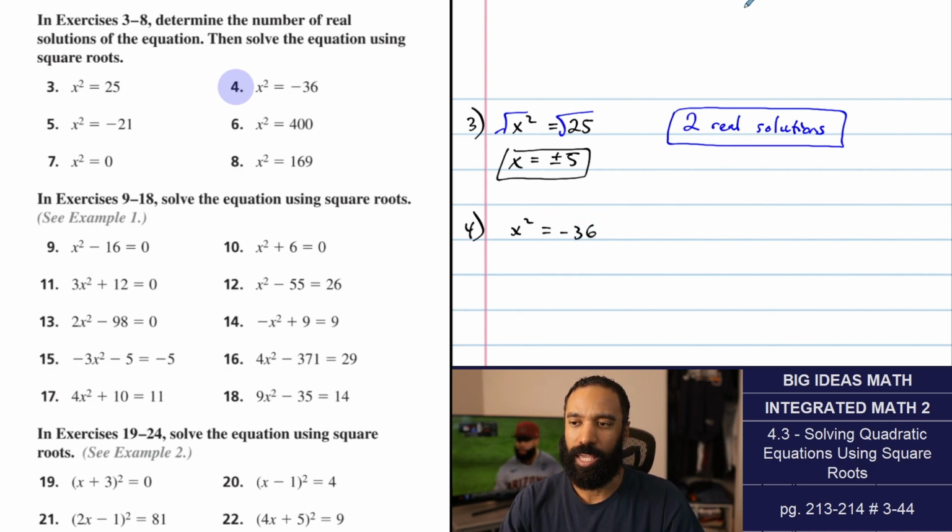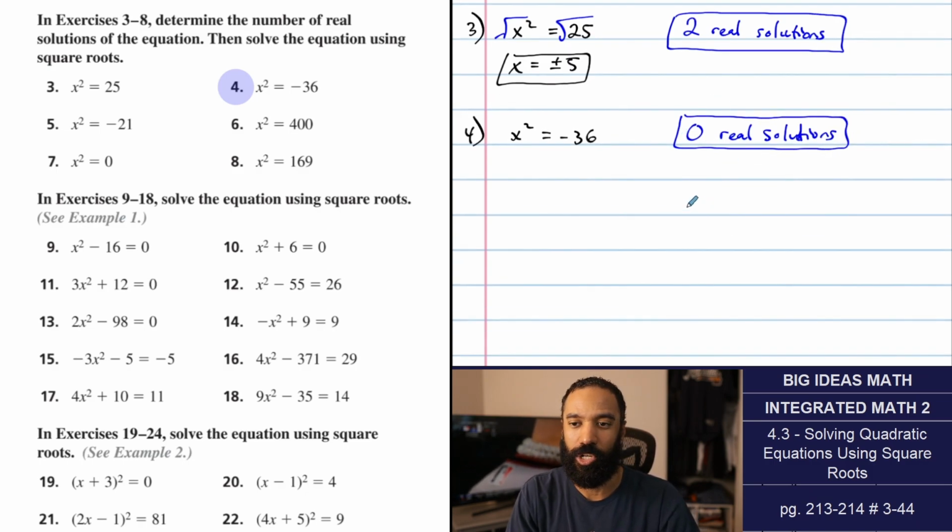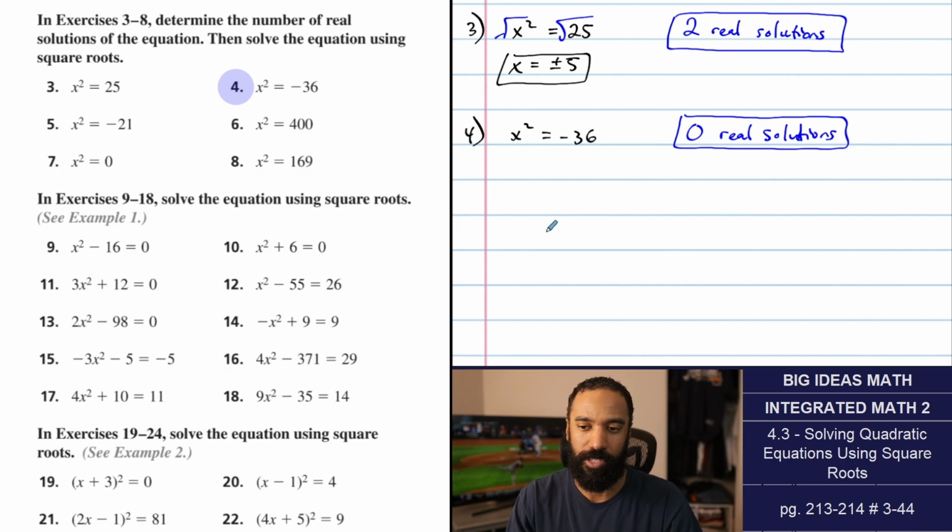X squared being, once again, isolated, but 36 being negative, we are going to have no real solutions, which means there's nothing else to solve from here. I mean, for now. Once we hit a later section, we will be finding the imaginary solutions to the set. However, here, no real solutions, and we move forward.